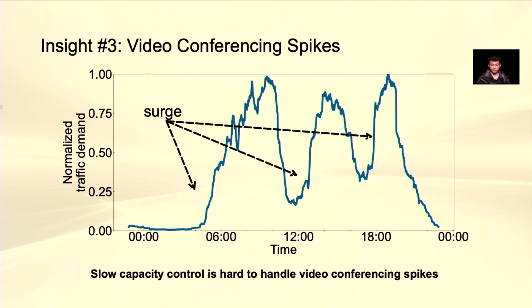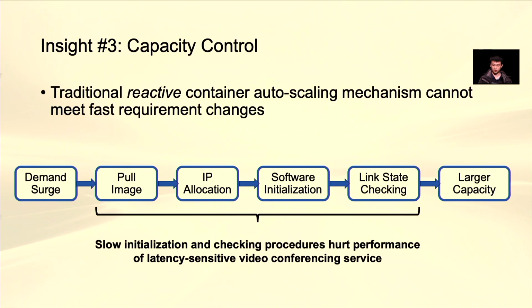As shown in the figure, frequent video conferencing spikes ask for a quick auto-scaling mechanism. Otherwise, it may significantly hurt the performance of video conferencing. However, the traditional reactive container auto-scaling mechanism provided by the cloud platform cannot meet the fast requirement changes. When the traffic demand surges, the capacity cannot increase until a series of slow initialization and checking procedures are done. As a result, users of video conferencing may experience video stalls and bad audio fluency.